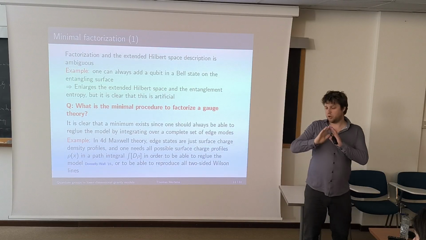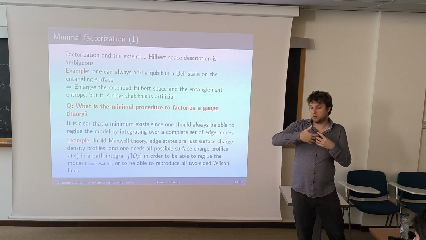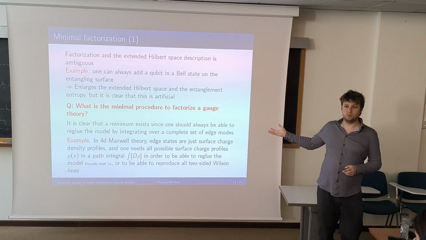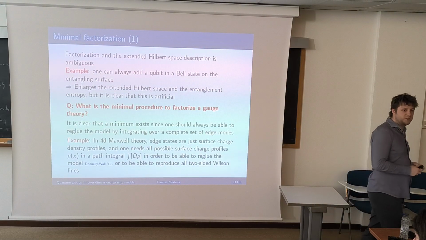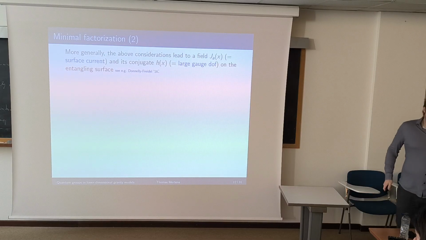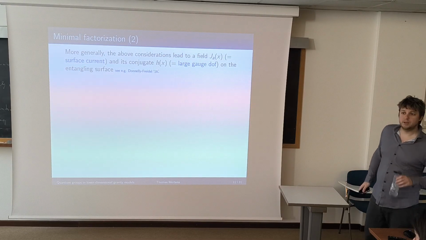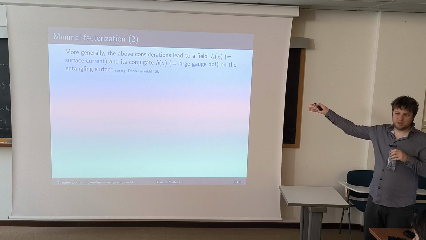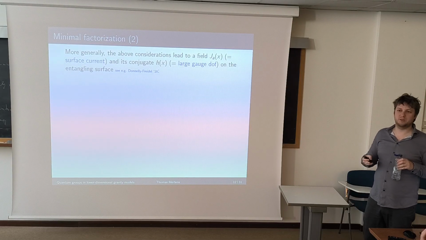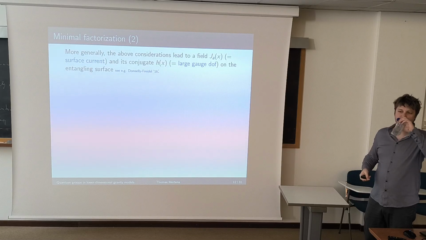So in total, on that entangling surface, I need to allow for an arbitrary charge density profile there in order to be able to reproduce all possible Wilson lines that pierce the entangling surface. So I need all of them. Yes, but all of them can be there, so I have to allow for all of them. So I have to, in the Maxwell case, allow for all charges to be there.